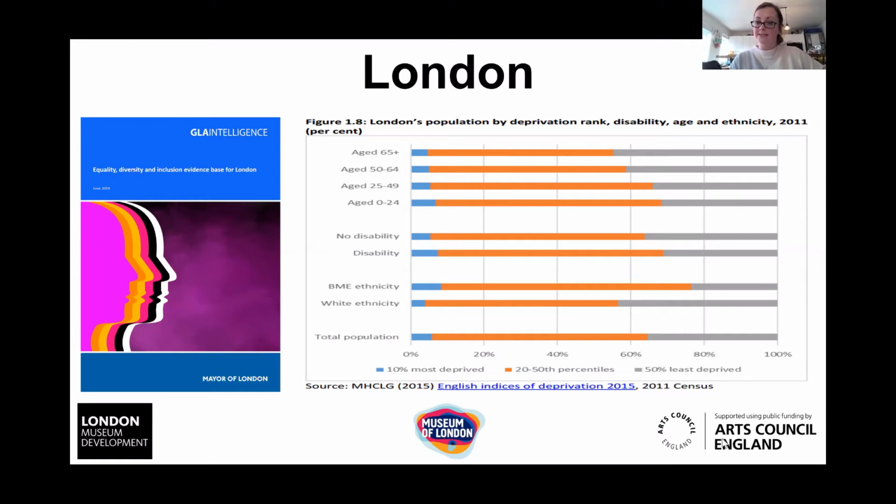Any idea what proportion or what percentage of Londoners are white British? Do you want to have a guess? There are no wrong answers, I promise. Anyone want to hazard a guess? Is it 30%? Higher. It's currently 57%.